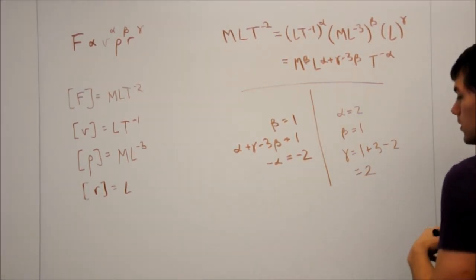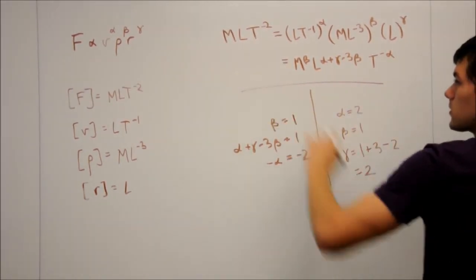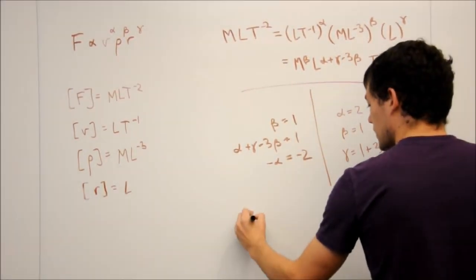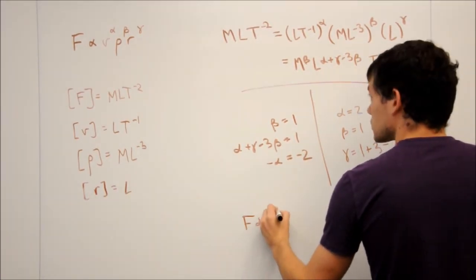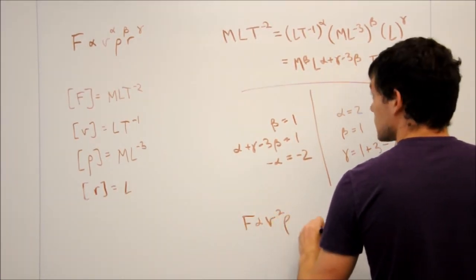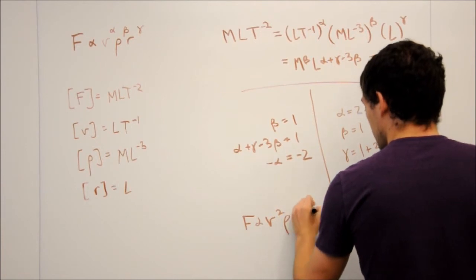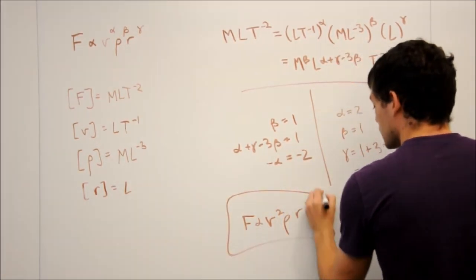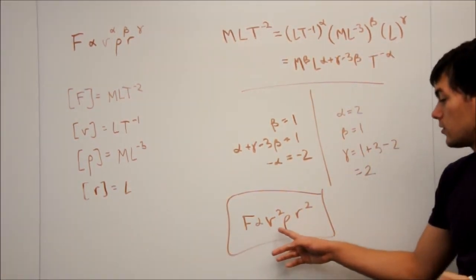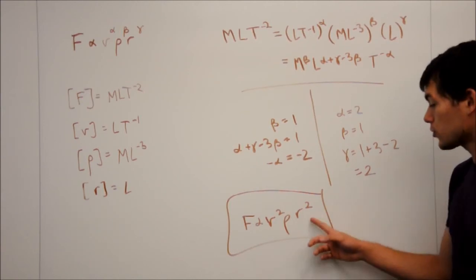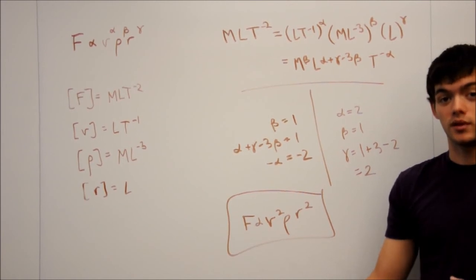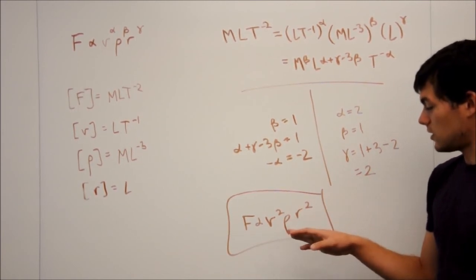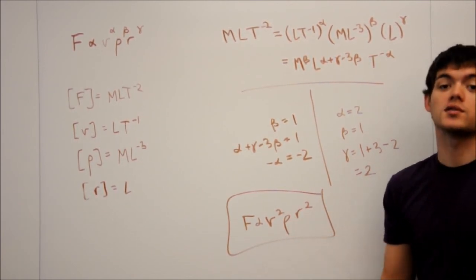And so then we can just look at these and go back to that formula right there, and we get force is proportional to velocity squared times density times radius squared. And so what this means is that if the velocity of the ball is doubled, or the radius of the ball is doubled, then the drag force is going to be quadrupled. But if the density of the surrounding fluid is doubled, the force is only going to double.